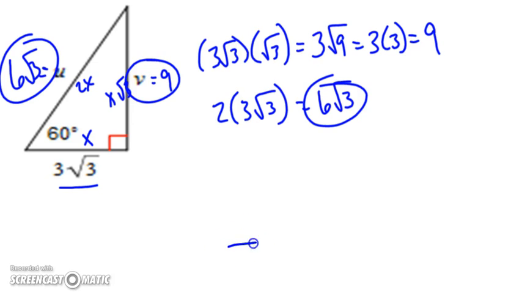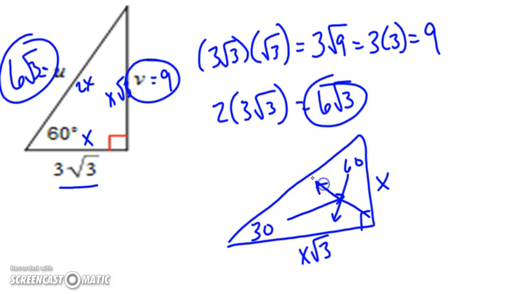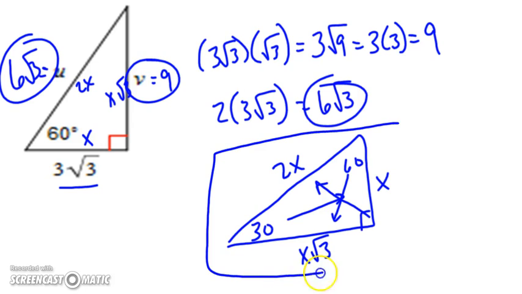So very important to remember when you have your 30, 60, 90 triangles. Across from your 30 is going to be your x value. Across from your 60 is going to be your x radical 3 value. And then always across from your 90 is the hypotenuse, which is 2x. Okay, this template here, these formulas are very important for you to know.